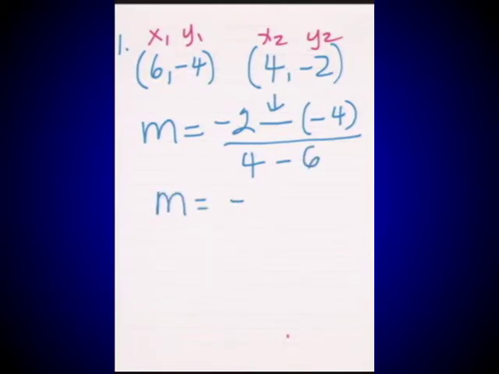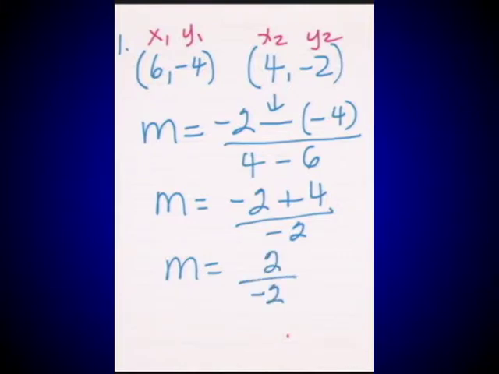So the slope then is negative 2 minus a minus is plus 4, and 4 minus 6 is negative 2. So then, continuing on, 4 minus 2 is 2. In the denominator, we still have negative 2. And then we think positive over negative is negative. 2 divided by 2 reduces to 1. So our slope is negative 1 for this problem.